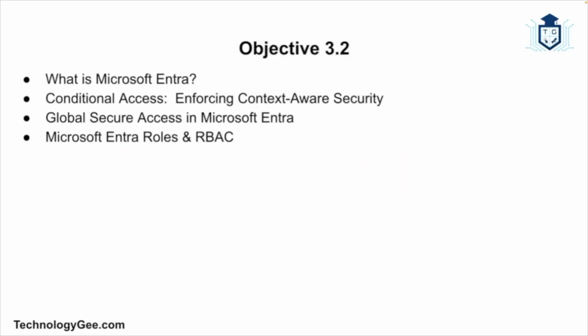Managing access is one of the most critical aspects of modern enterprise security. Microsoft Entra, which is a suite of identity and access management solutions, helps organizations secure resources, manage identities, and maintain compliance in an increasingly complex digital landscape. And this video is going to explore how Microsoft Entra enables organizations to strengthen their security posture through its access management capabilities, focusing on conditional access, global secure access, and role-based access control.